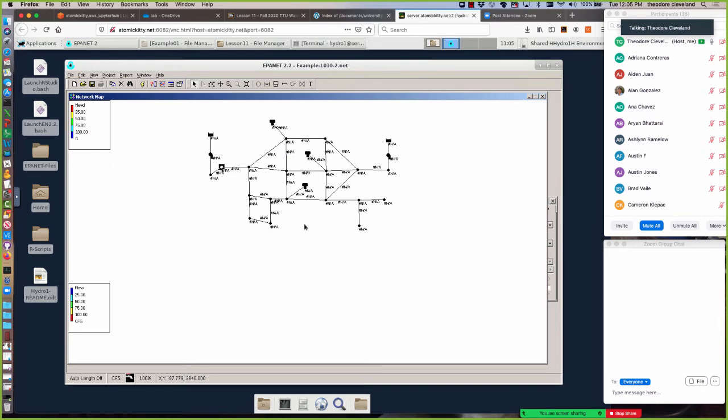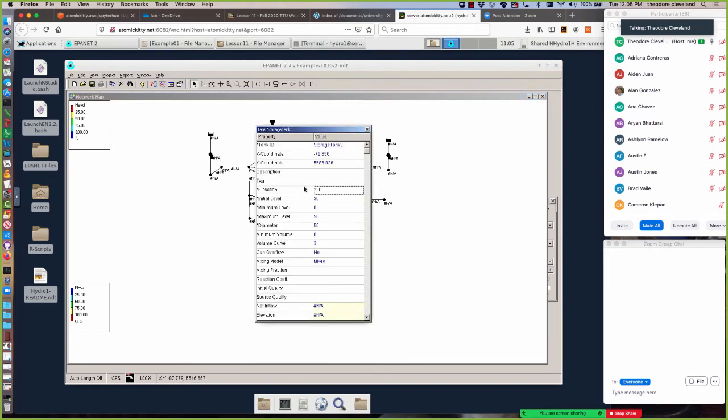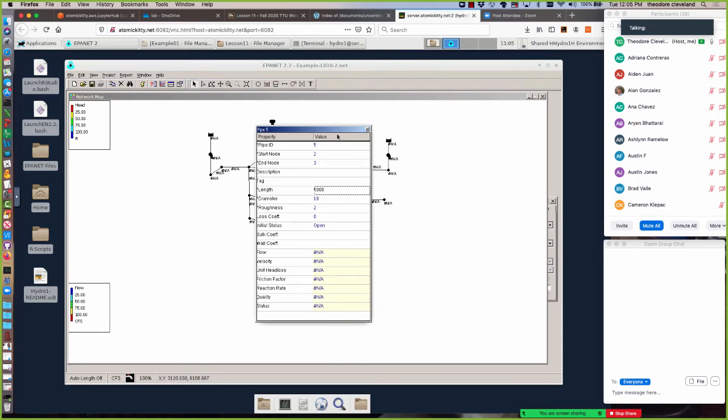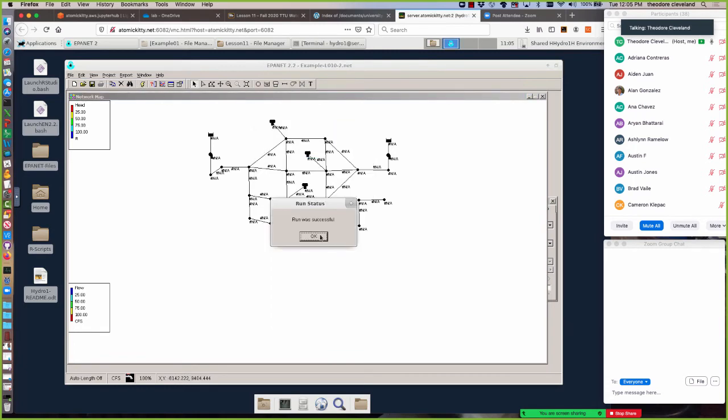This is essentially the same example. Let's see what the changes are. Storage tanks look the same to me. 120, 100. Don't actually know what the difference is. We run it.